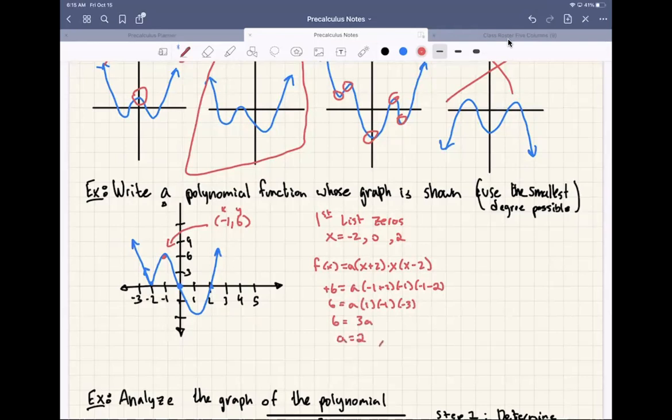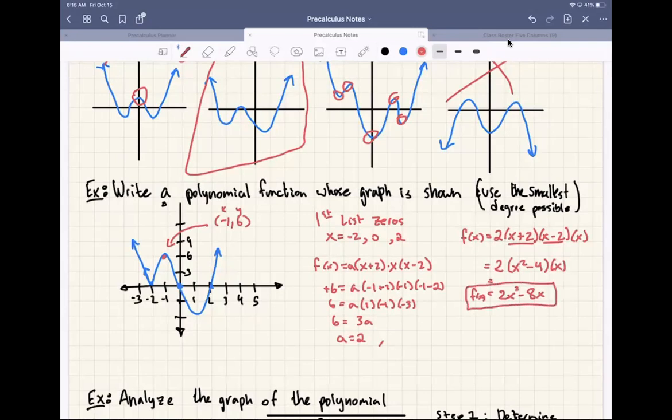So our polynomial function is going to be f of x is equal to 2 times x plus 2, x minus 2, times x. All right. And we're gonna actually write this down in standard form. So we're gonna have 2 times x plus 2 and x minus 2. That's the difference of squares. So you're gonna have x squared minus 4 times x, and then you can just distribute the x and the 2. So you're gonna have 2x to the power of 3 minus 8x. And that's what our polynomial is going to be equal to.